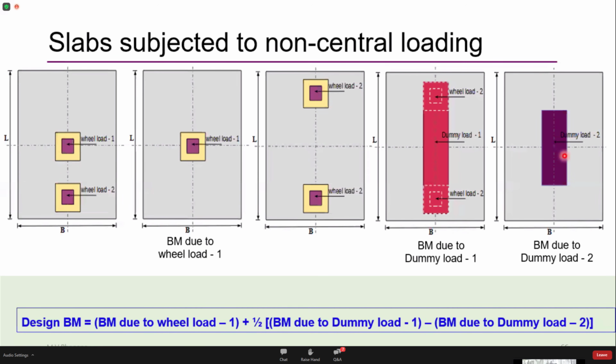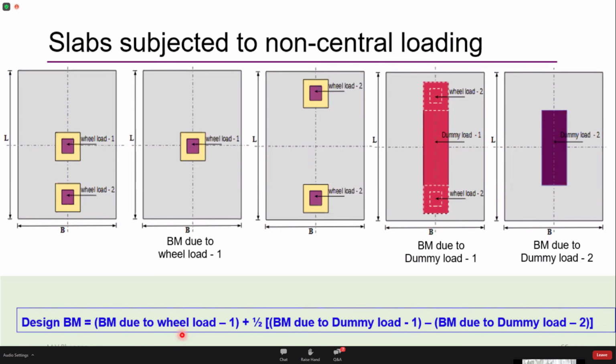So what I'll do here is, from this whole load, I'll deduct the load between the dispersion, between the inner faces of the dispersion. When I deduct this load, I'll call it dummy load 2. When I deduct this dummy load 2 from dummy load 1, what I get is the bending moment because of this and this. So I have all these configurations. Then I can simply do an algebraic sum here.